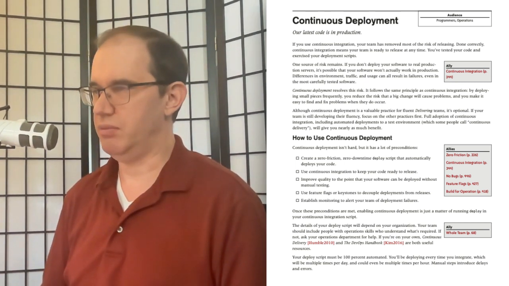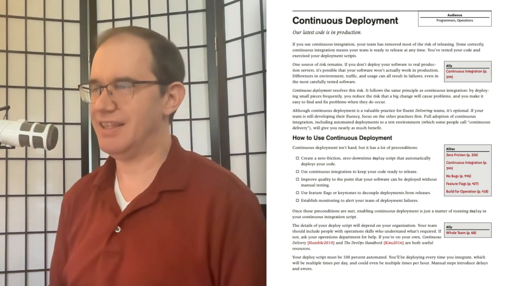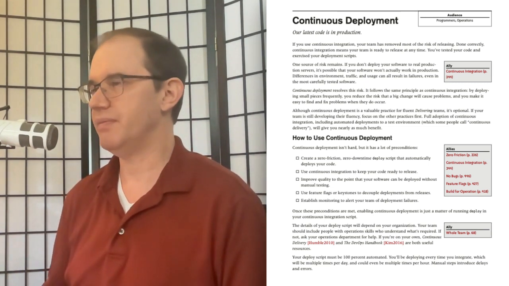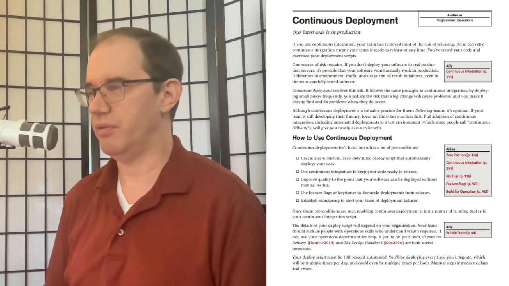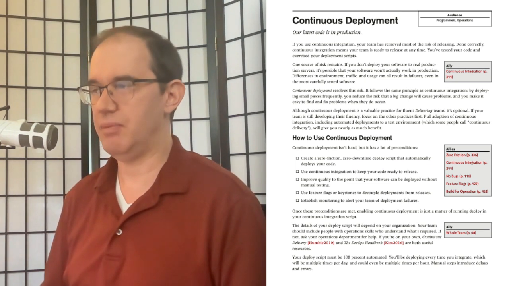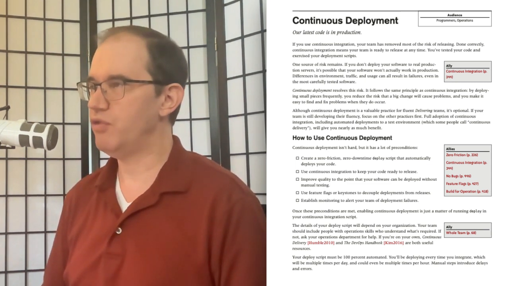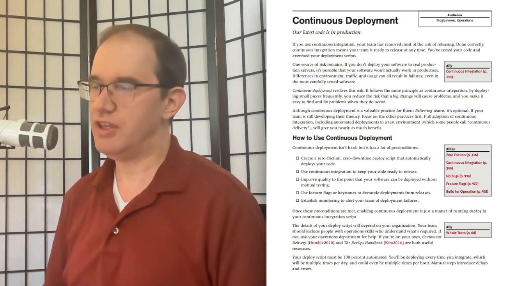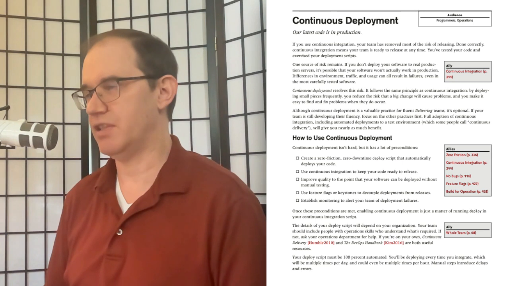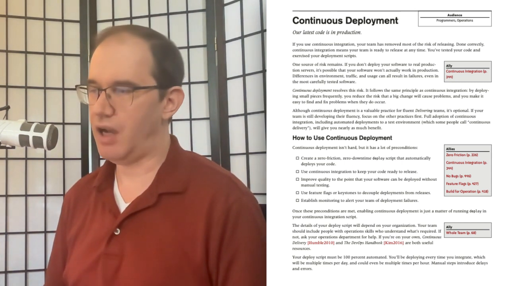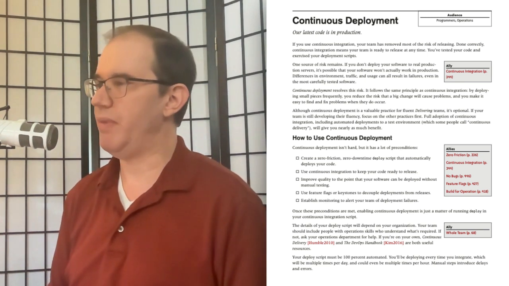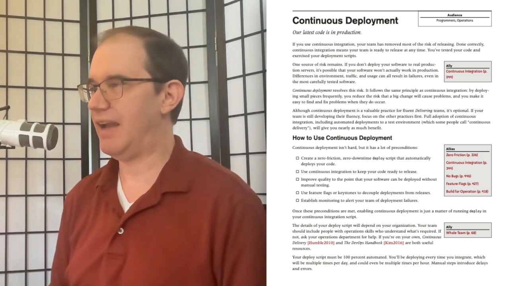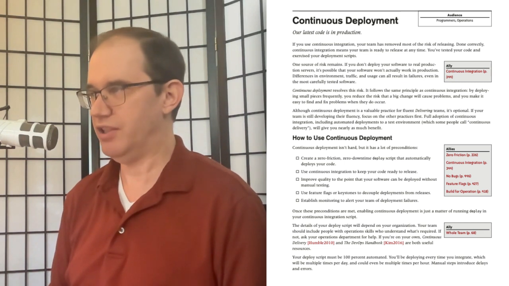How to use continuous deployment. Continuous deployment isn't hard, but it has a lot of preconditions. Create a zero-friction, zero-downtime deploy script that automatically deploys your code. Use continuous integration to keep your code ready to release. Improve quality to the point that your software can be deployed without manual testing. Use feature flags or keystones to decouple deployments from releases. Establish monitoring to alert your team of deployment failures. Once these preconditions are met, enabling continuous deployment is just a matter of running deploy in your continuous integration script.